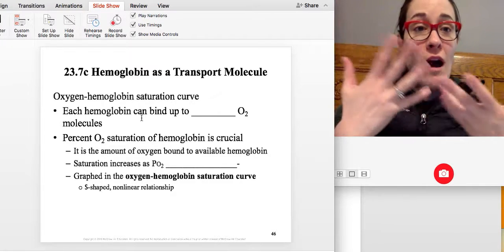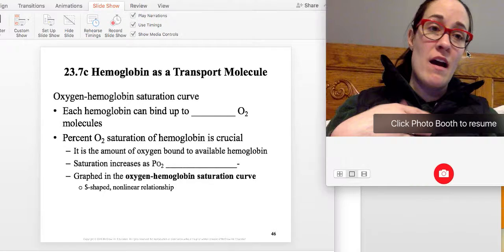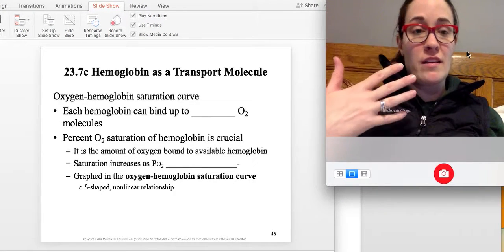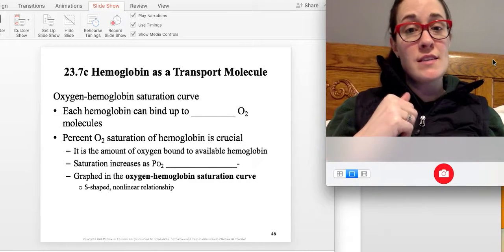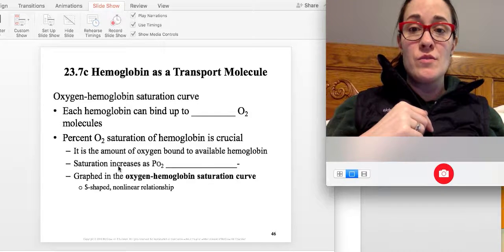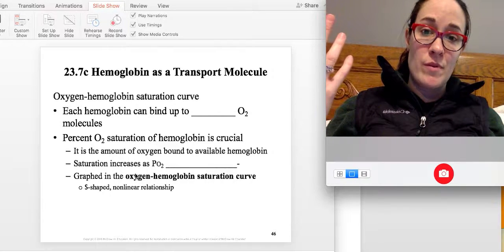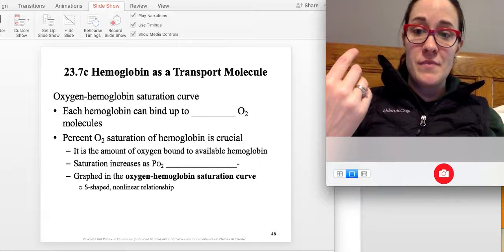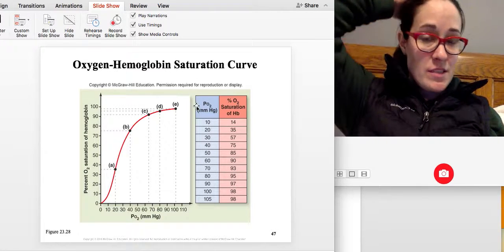So the more oxygen that you have in your blood, the more that is attached to hemoglobin. I'll say that again. The more oxygen you have in your blood, the more is attached to hemoglobin. So saturation increases, meaning the amount attached to hemoglobin, as partial pressure of oxygen increases. And it creates this S-shaped curve called the oxygen hemoglobin saturation curve.